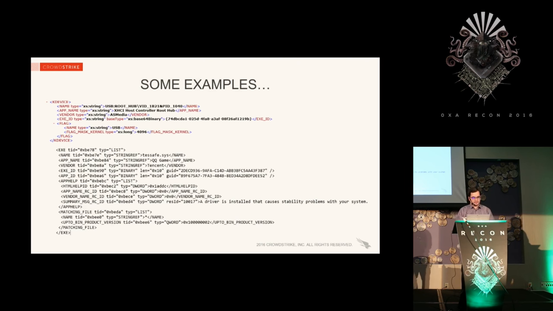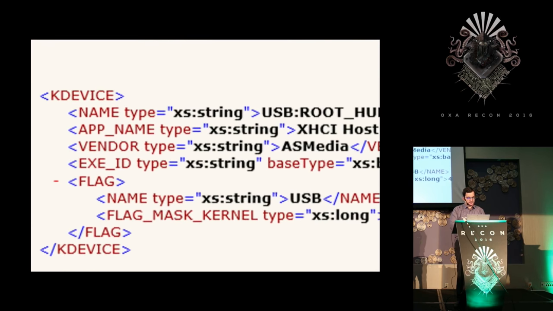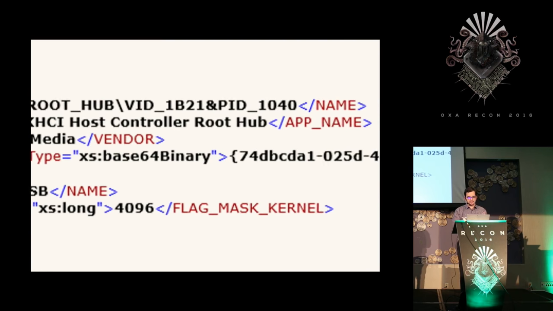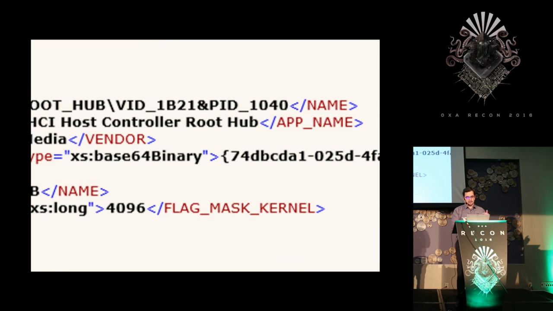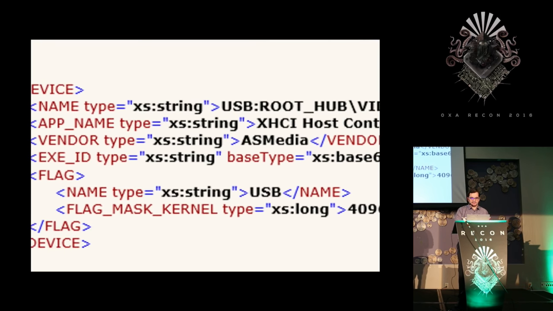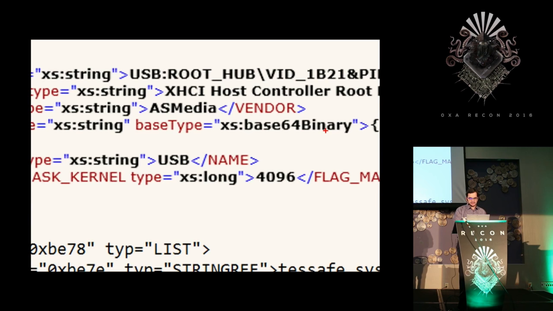So you can look at a few examples. I've got both the XML dump from one of the tools and the XML dump from the other tool. So there's one here that basically says, this is a KDevice shim. So this is a device shim. And the name identifies some sort of hardware. So if I have something from vendor 1B21, product 10B0, which looks like it's an AES Media vendor, so some sort of USB 3 device made by AES Media, it's going to apply the flag 4096 with the name USB.